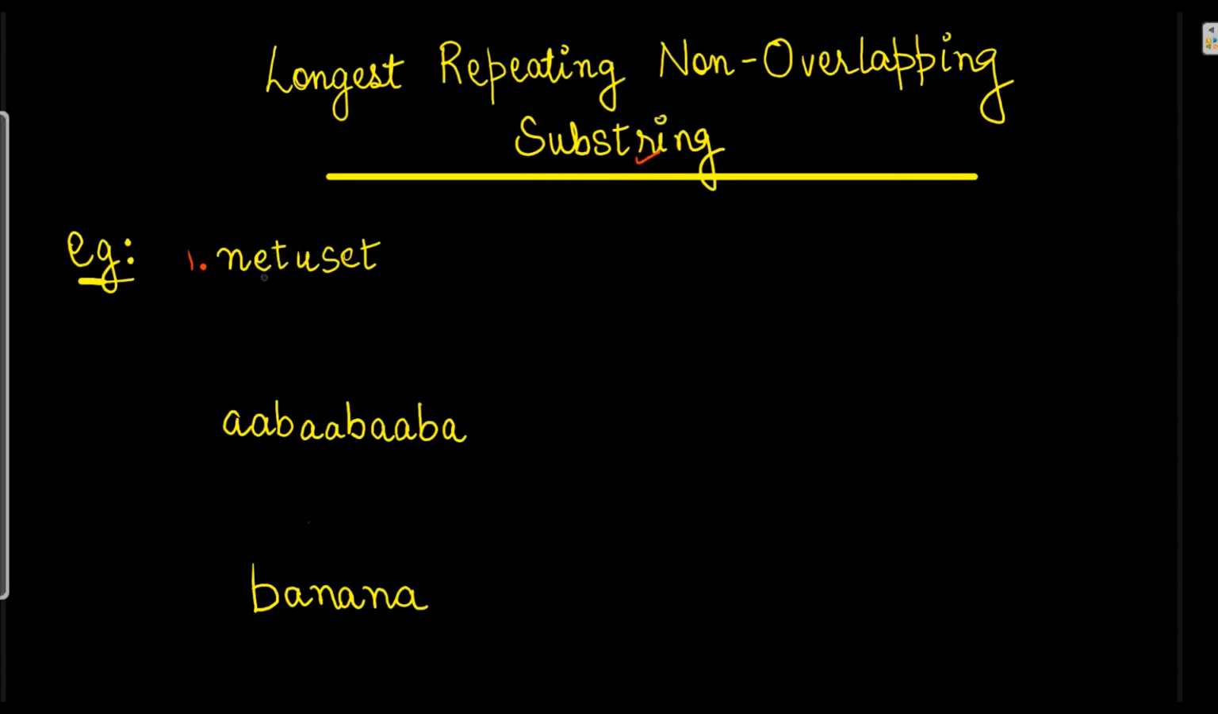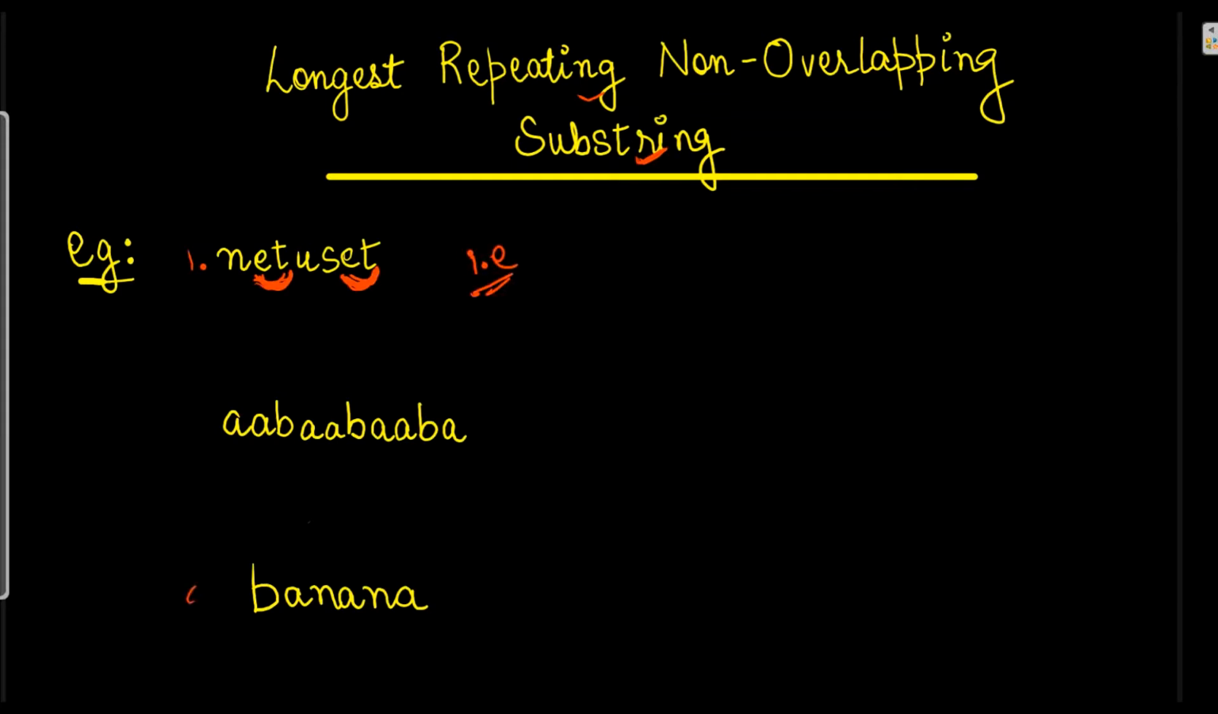Here if you can see, this ET is repeating 2 times. It is repeating but it is not overlapping with each other. That means they are not disturbing each other. They are not sharing their string. As well as it should be a substring. That is, it should be continuous.